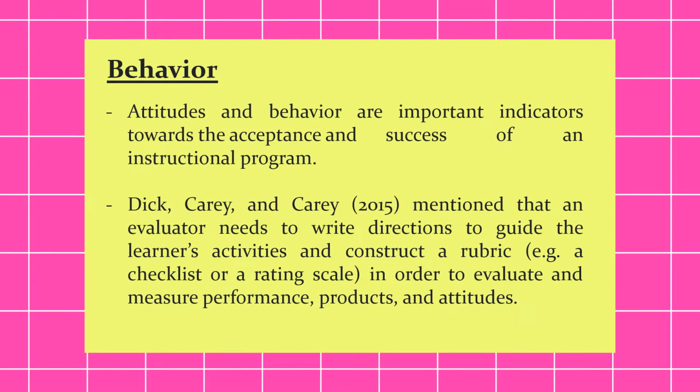The third level of evaluation is the behavior. Attitudes and behavior are important indicators towards the acceptance and success of an instructional program. Dick and Carey mentioned that evaluators need to give the right direction to guide the learner's activities and construct a rubric. Examples of this are a checklist or a rating scale in order to evaluate and measure performance, products, and attitudes.